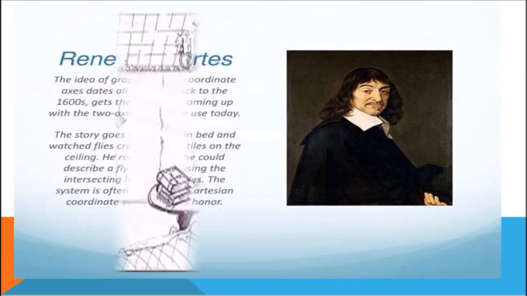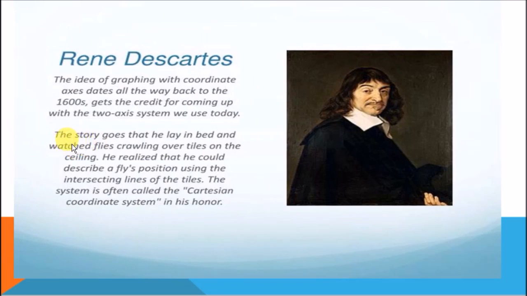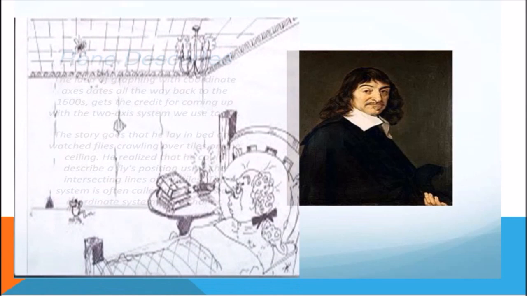So the story goes that he lay in bed and watched flies crawling over the tiles on his ceiling. He realized that he could describe a fly's position using the intersecting lines of the tiles, and this system therefore is often called the Cartesian coordinate system in his honor.